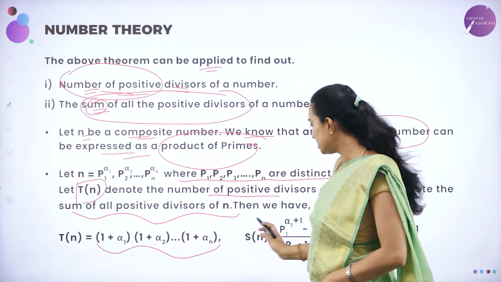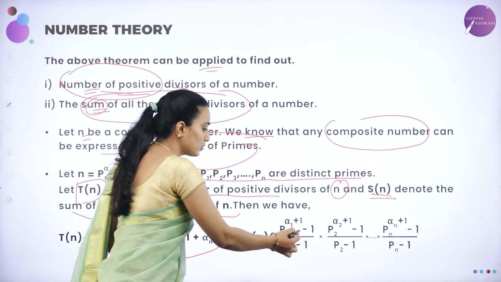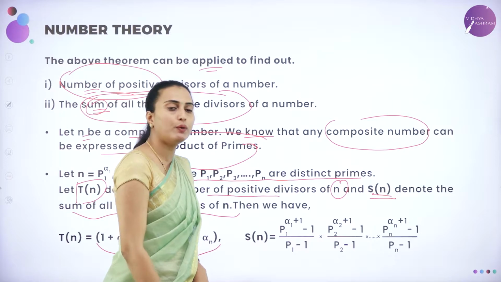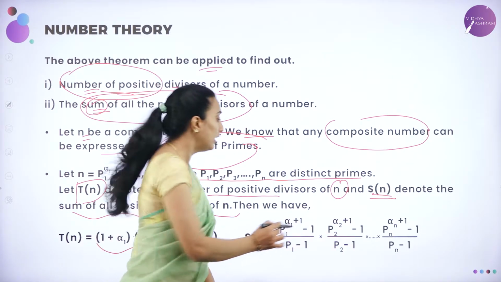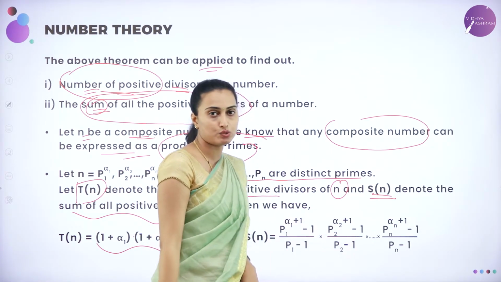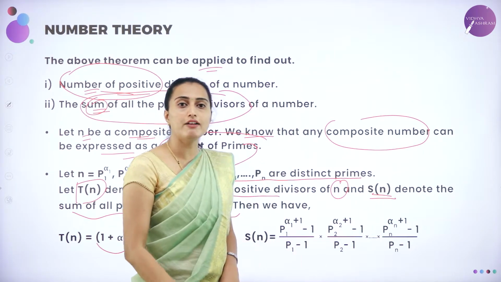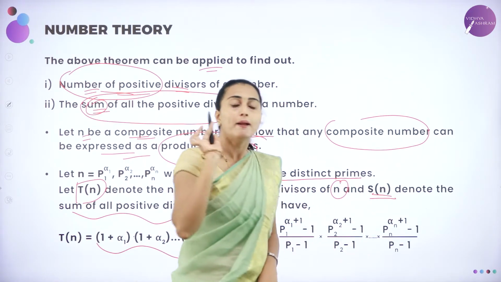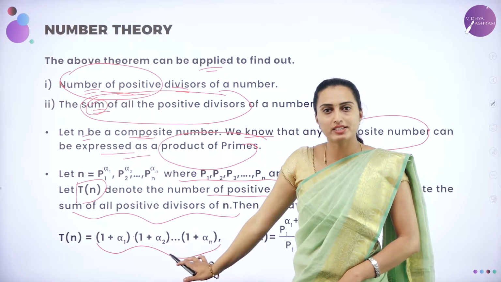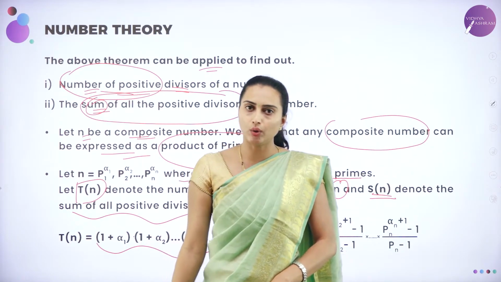Next, the sum of all divisors is given by the formula: (P1 power alpha 1 plus 1, minus 1) divided by (P1 minus 1), into (P2 power alpha 2 plus 1, minus 1) divided by (P2 minus 1), into (P3 power alpha 3 plus 1, minus 1) divided by (P3 minus 1), and so on up to n terms, that is (Pn power alpha n plus 1, minus 1) divided by (Pn minus 1). So this is the formula for finding the number of positive divisors, and this one is the formula for the sum of all positive divisors.